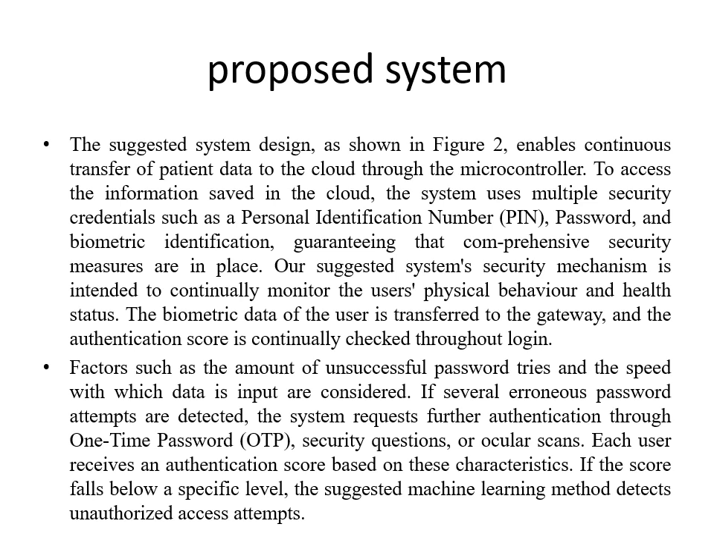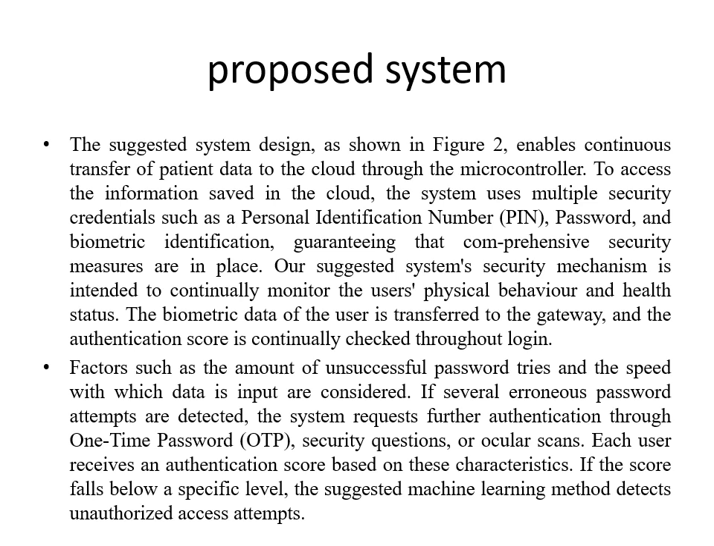Our suggested system security mechanism is intended to continually monitor the user's physical behavior and health status. The biometric data of the user is transferred to the gateway and the authentication score is continually checked throughout login. Factors such as the number of unsuccessful password tries and the speed with which the data is input are considered. If several anonymous password attempts are detected, the system requests further authentication through one-time password (OTP), security questions, or ocular scans. Each user receives an authentication score based on these characteristics.